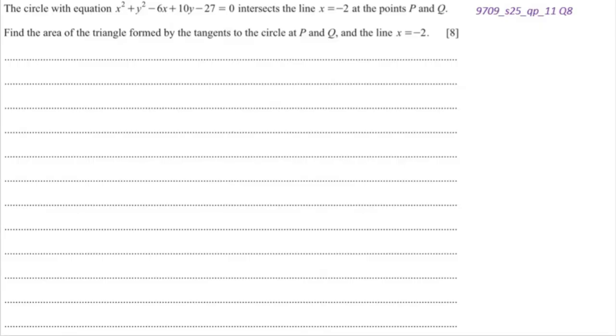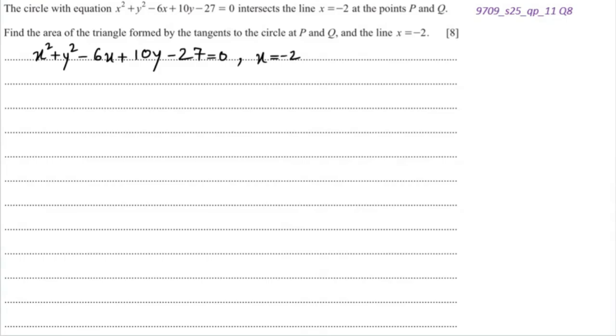The circle with the equation x squared plus y squared minus 6x plus 10y minus 27 equals 0 intersects the line x equals minus 2. Now observe, this is not the standard equation of a circle, it's the expanded equation of the circle. So first task, I need to get these intersection points P and Q.